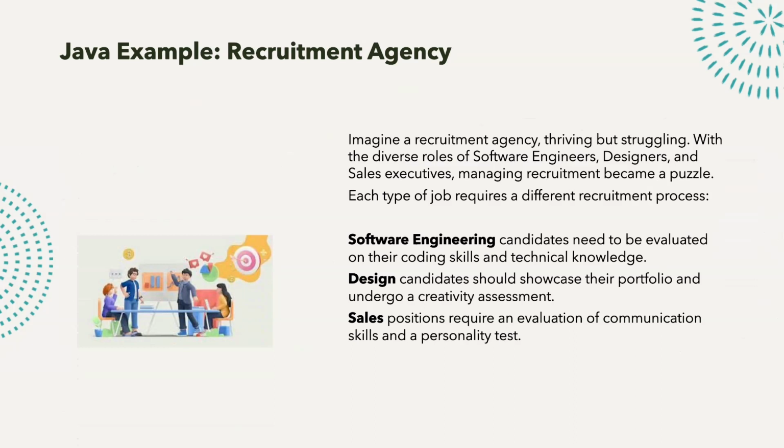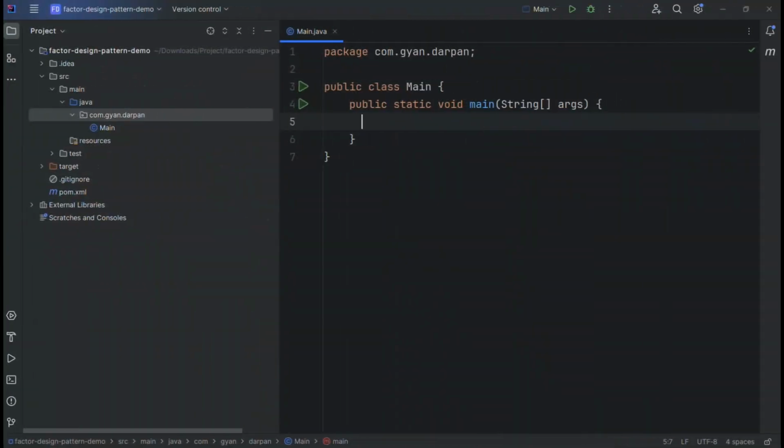This is where our factory design pattern shines, offering a blueprint for our agency to craft tailored recruitment processes effortlessly. Like magic, the agency now uses a simple request to the recruitment factory, which conjures up the precise recruitment process needed for each role. Let's deepen our understanding by examining a Java coding example.